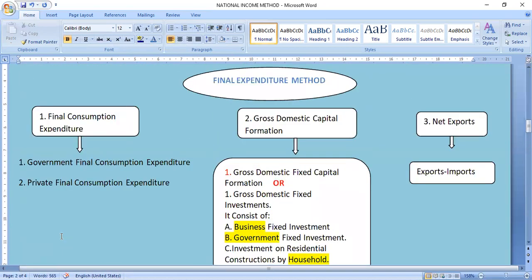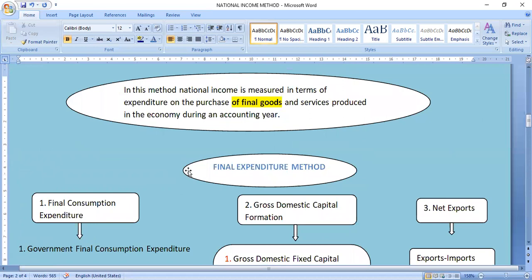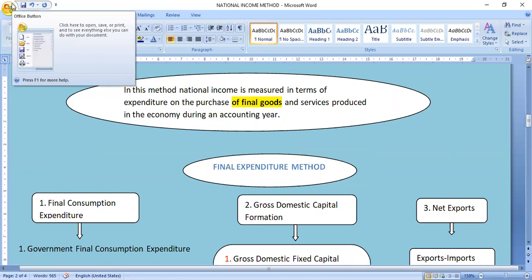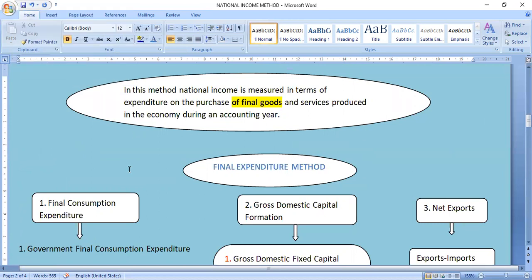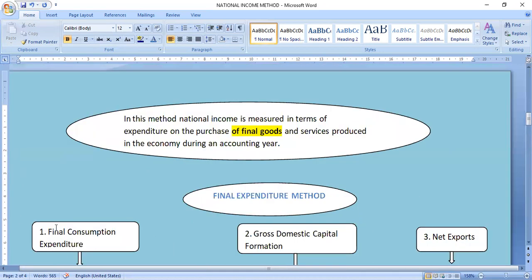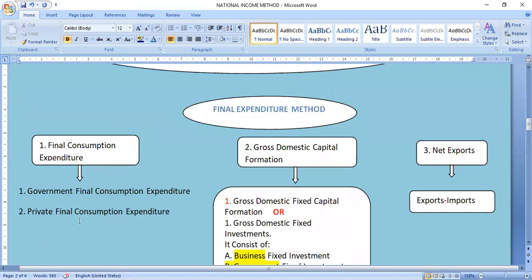NNP FC. Again, please check here. Today we are doing the final expenditure method. The expenditure method refers to the purchase of final goods and services during an accounting year by the government and by private persons. There are three major segments you can note down in your book also: final consumption expenditure, by the government or private final consumption expenditure.